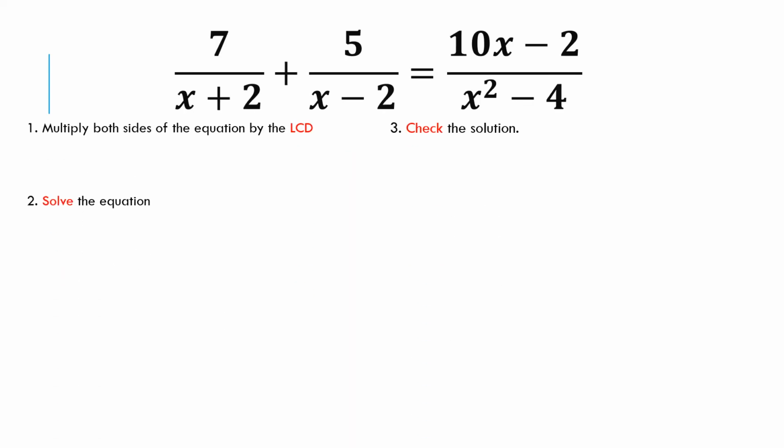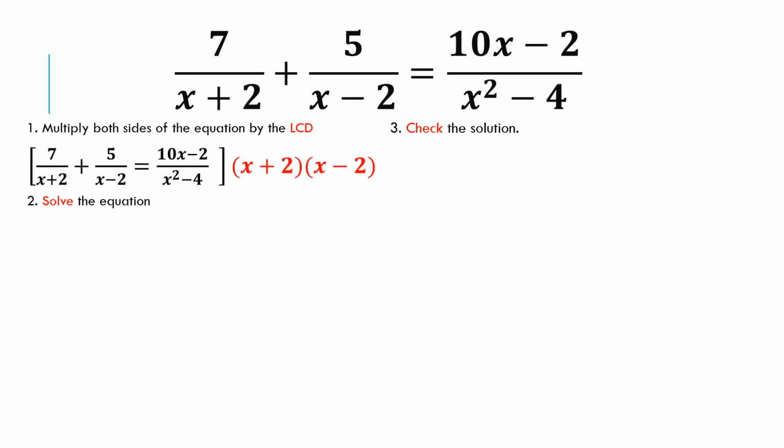Okay, how about this equation? First step, hanapin natin ang kanyang LCD. So, LCD nito is x plus 2 and then x minus 2. Then, let's multiply the LCD sa bawat terms ng ating equation. So, let's start with the first term. Itong term na to, multiplied by the LCD. So, makakancel itong x plus 2, na-divide na natin siya. Okay, so matitira 7 times x or 7x and then 7 times negative 2 is negative 14.